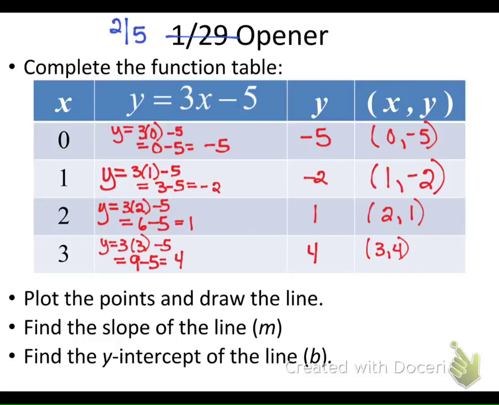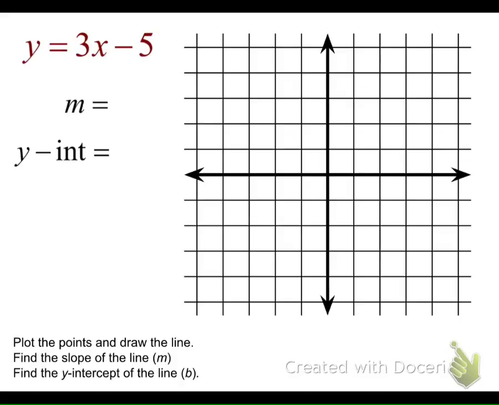Is it supposed to be like this? What's that? Is it supposed to be curvy? Nope, it should be a straight line. It should be a straight line. Okay, does everybody have this function table down?